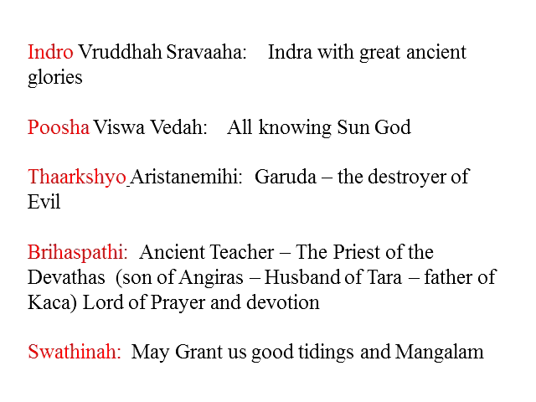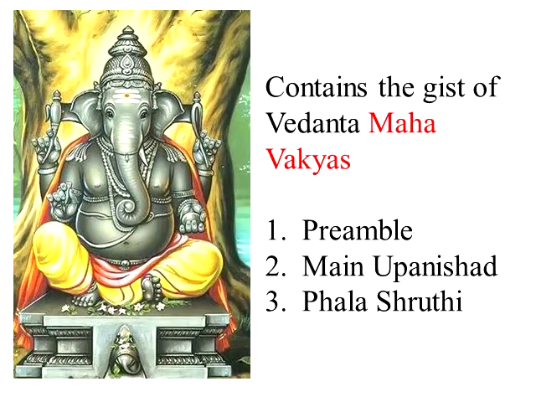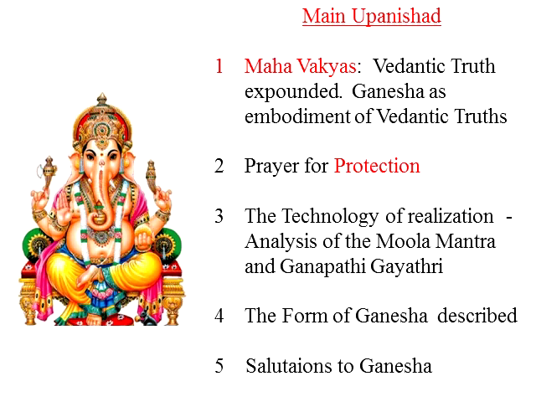So the main Upanishad has these five portions. One is the Mahavakyas. The second is a prayer again for protection. And then the technology is given there, by the analysis of the Moola Mantra for Lord Ganesha and the technology for realizing the truth of Lord Ganesha. And then the form of Ganesha is described in great detail. And finally it ends with salutations to Lord Ganesha. So that's the main Upanishad.